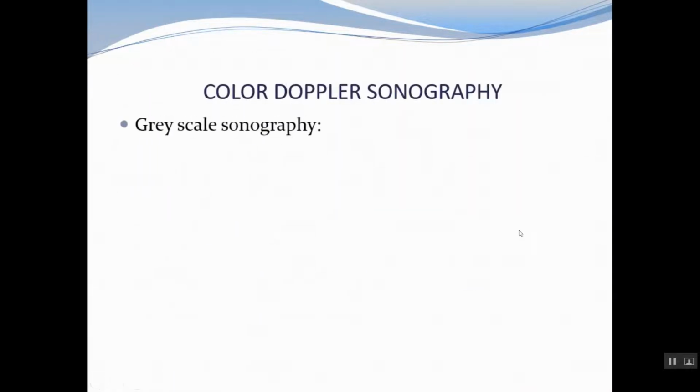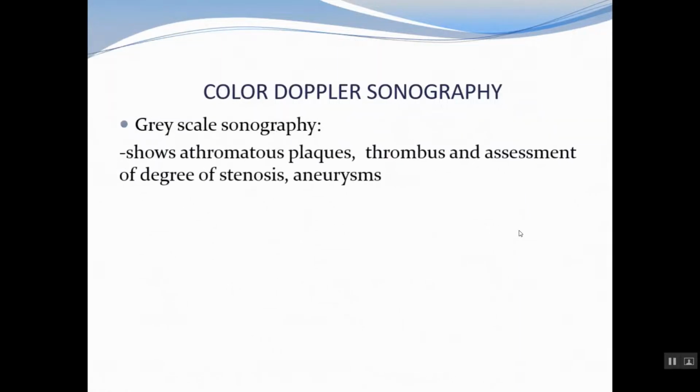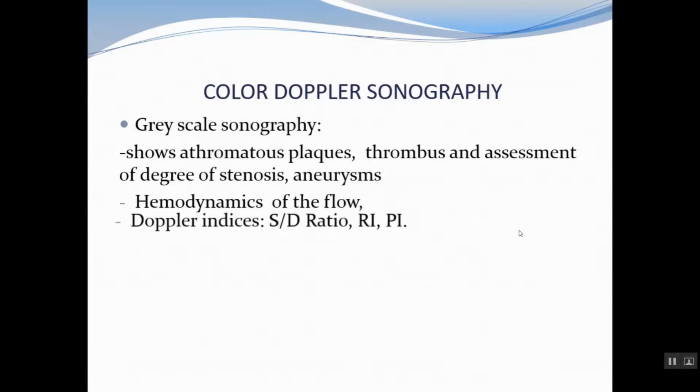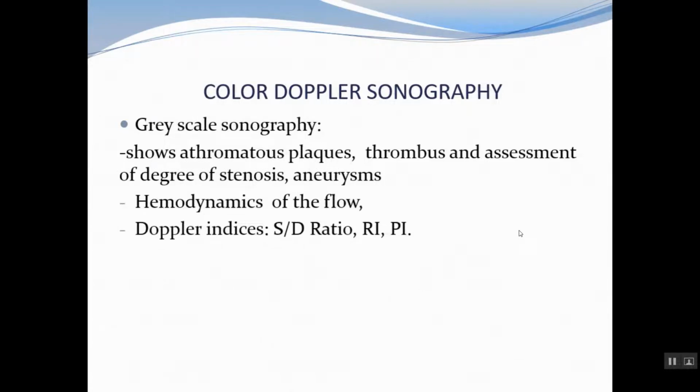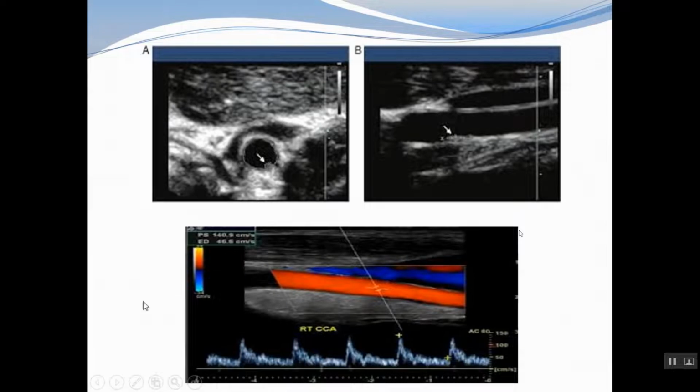The color Doppler sonography includes the grayscale and the spectral wave. The grayscale shows the atheromatous plaque, thrombus, assessment of the degree of stenosis, and the aneurysm. The hemodynamics of the flow, the Doppler indices like systolic diastolic ratio, resistive index, pulsatility index, and the spectral wave analysis. Here you see the longitudinal scan of the carotid bulb, and there is a small atheromatous plaque. Here in the transverse view, this thrombus is seen in the lumen of the carotid bulb. This is a common carotid artery showing the color flow and the spectrum of the flow.